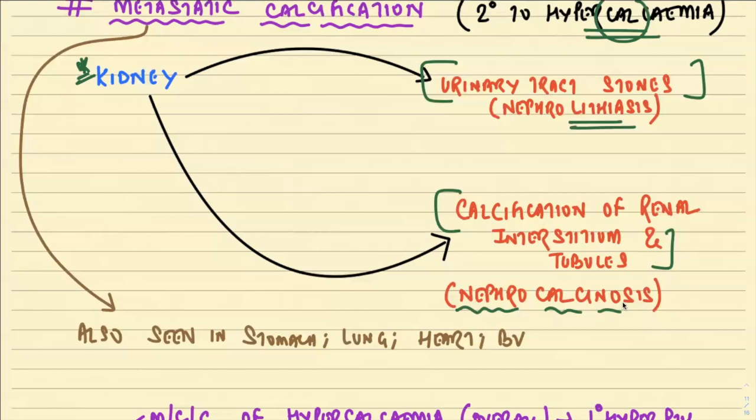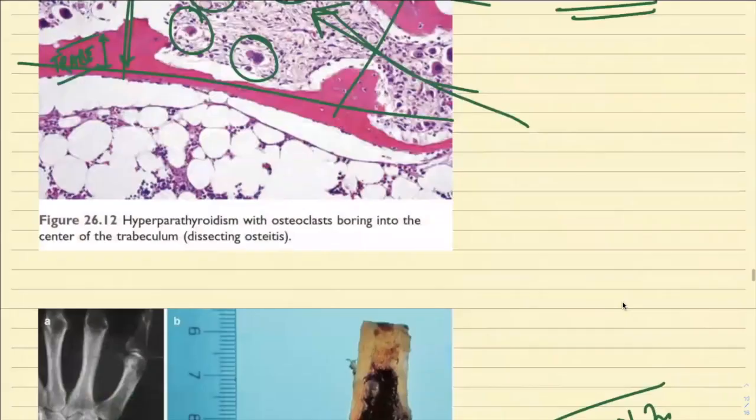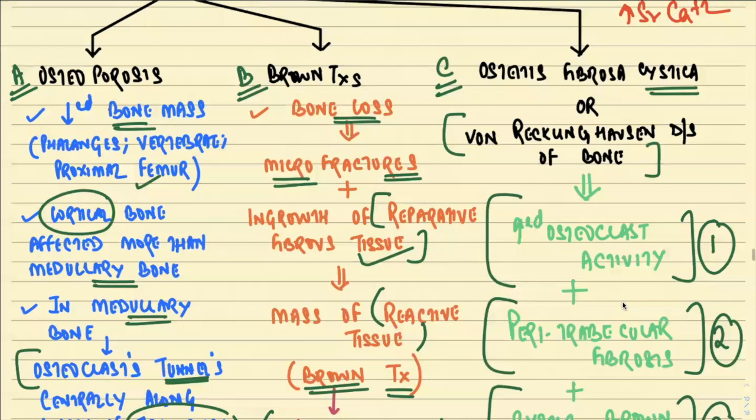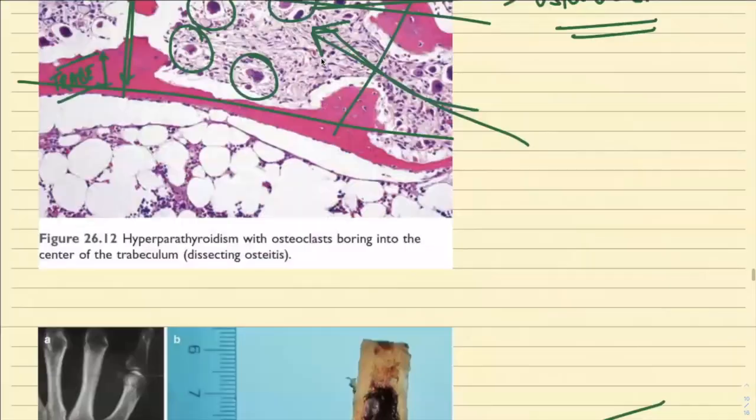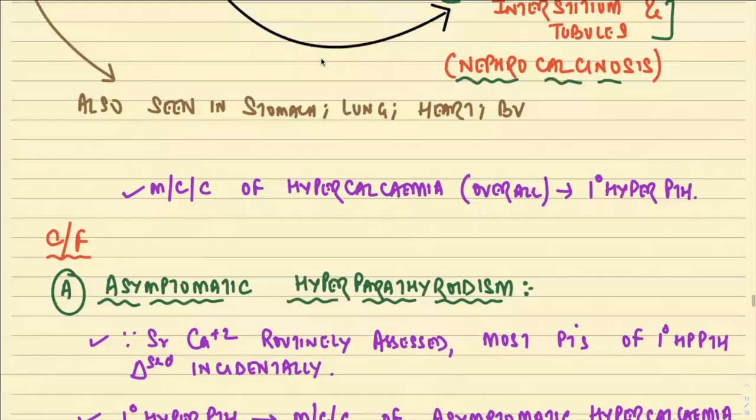So there is both nephrolithiasis and nephrocalcinosis. And remember, this nephrolithiasis and nephrocalcinosis occurs because of hypercalcemia, whereas these skeletal abnormalities, that is osteoporosis, brown tumors, osteitis fibrosa cystica, occur because of increased osteoclastic activity. So remember this, you will be asked about these MCQs, very, very important. What happens because of what is very important over here.